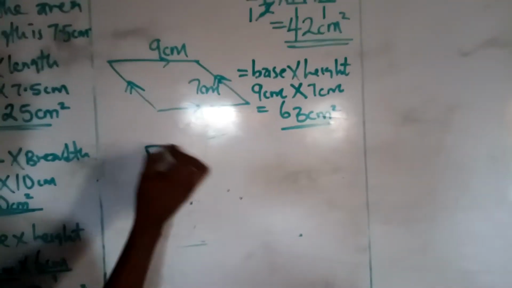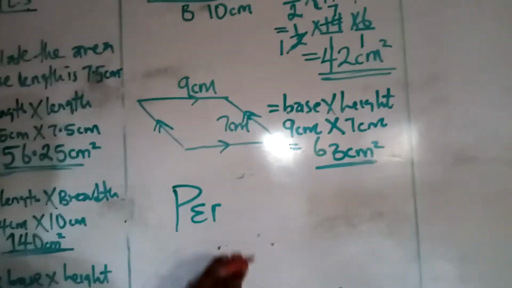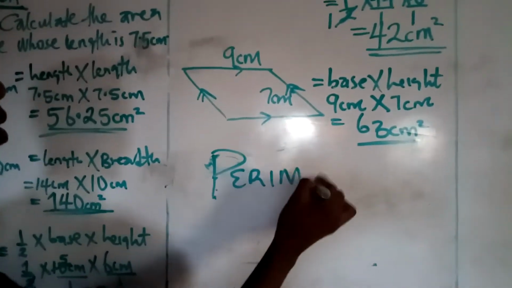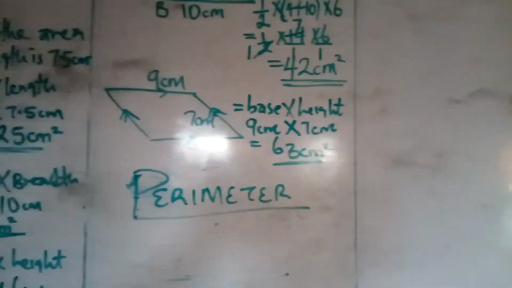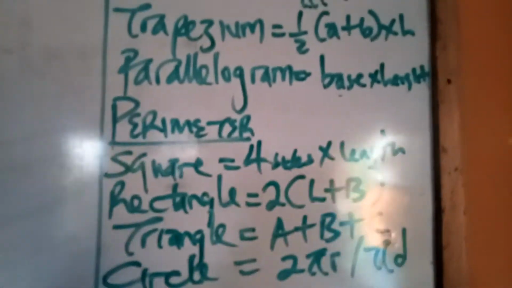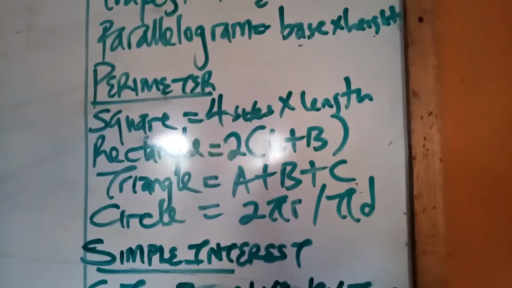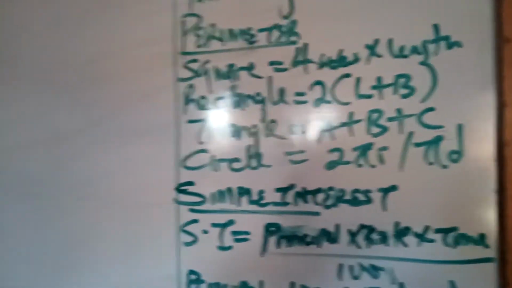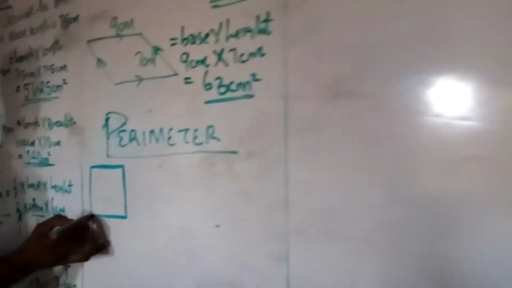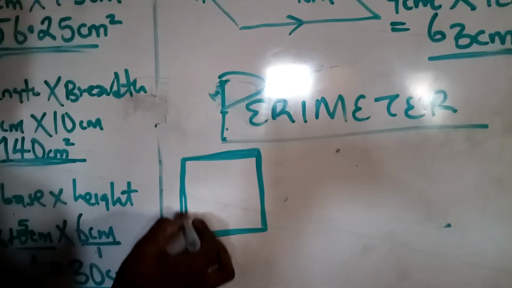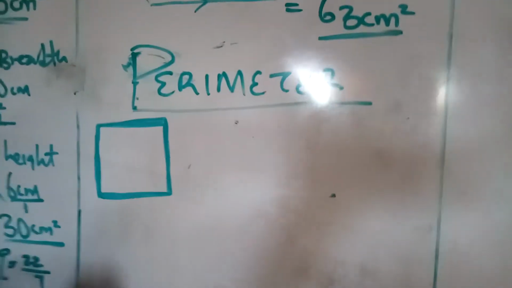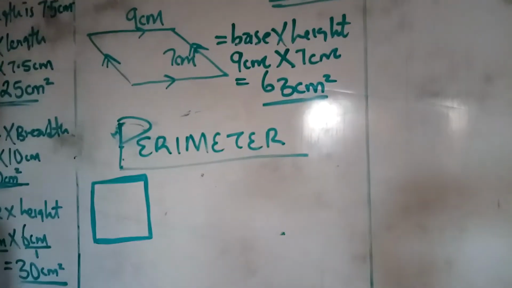Now let's calculate the perimeter of a square, a rectangle, a triangle, and a circle. Now perimeter. Perimeter is the total distance around the shape. You can either add everything together to give you your answer, or you can apply the formula using multiplication method to still get the same answer.